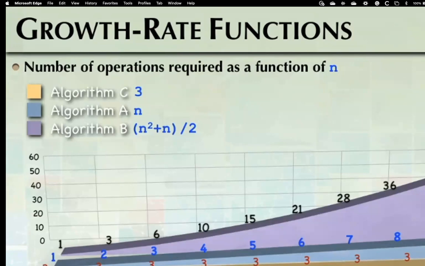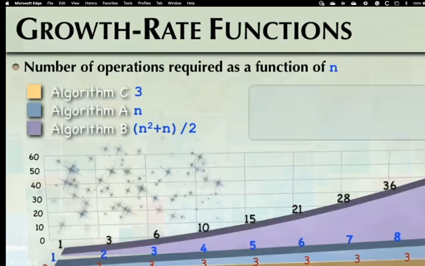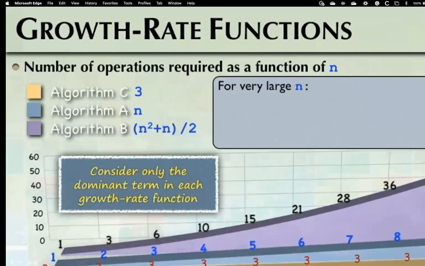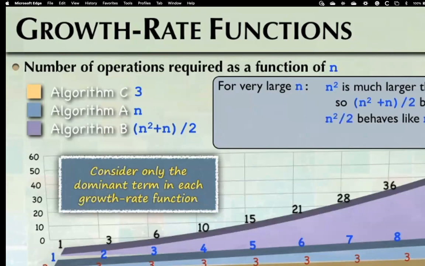Typical growth rate functions are algebraically simple. Since we're not likely to notice the effect of an inefficient algorithm when the problem is small, we should focus on large problems. Thus, if we care only about large values of n when comparing the algorithms, we can consider only the dominant term in each growth rate function. For example, for algorithm B, we can say the quantity n squared plus n divided by 2 behaves like n squared when n is large. First, n squared is much larger than n for large values of n. So n squared plus n divided by 2 behaves like n squared divided by 2. Also, n squared divided by 2 behaves like n squared when n is large.